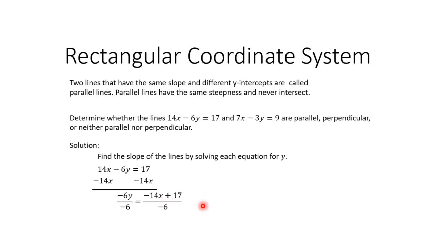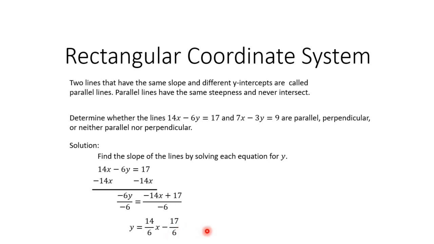So I divide both sides by negative 6. Negative 6 divided by negative 6 on the left is just going to leave y, 1y. And on the right side, negative 14 divided by negative 6 is positive, because negative divided by negative is positive. And positive 17 divided by negative 6 is just negative 17 over 6 because positive divided by negative makes negative. So this is the slope-intercept form of the equation. I don't need to know the y-intercept, which would be (0, negative 17 over 6).